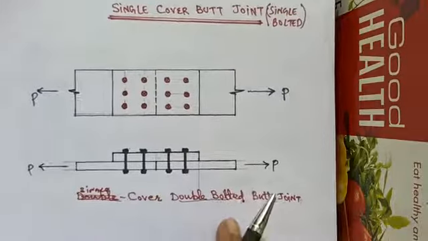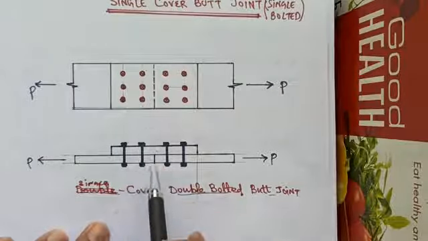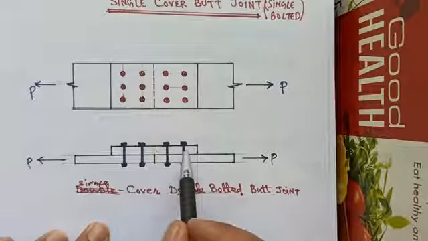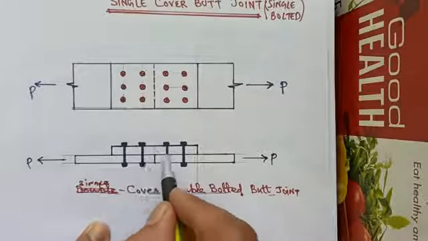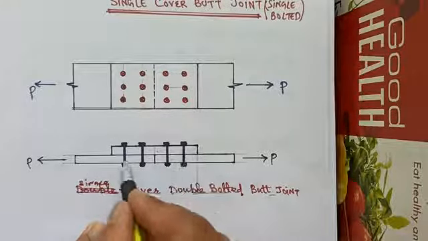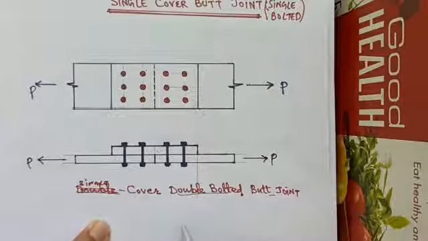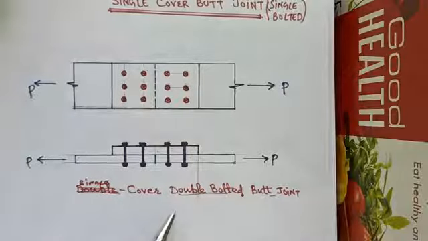Similarly, we have a single cover double bolted butt joint. As you can see, we have two plates abutting each other and we have connected them by a plate and we have placed two rows of bolts in each plate, so we call it a single cover double bolted butt joint.